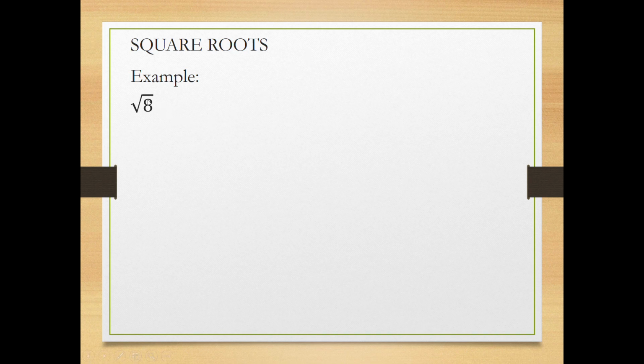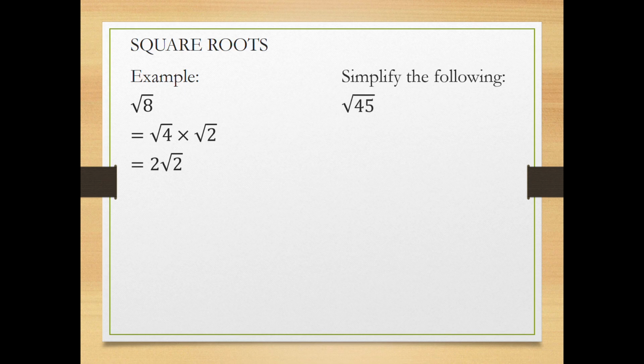So I know that 8 is equal to 4 times 2. 4 is a square number, so that's why I chose 4. So I'm going to split it up, and I'm going to say the square root of 8 is equal to the square root of 4 times the square root of 2, because 4 times 2 is 8. Then I can square root the 4, because 4 is a perfect square. So the square root of 4 is 2, and I just write it as 2 square root 2. Try this example by yourself.